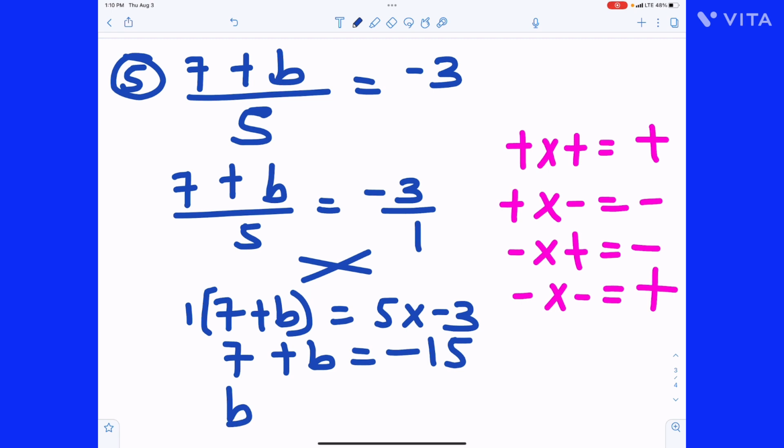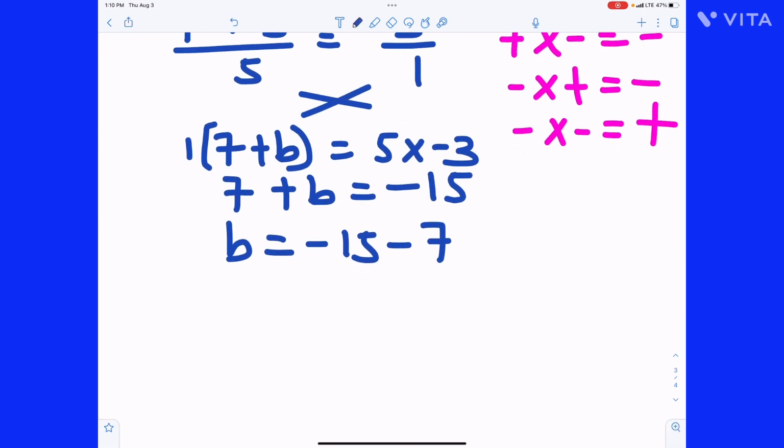That gives me b is equal to minus 15 minus 7. Take note of this collection of like terms. Here, the 7 is positive. If you take it from the left to the right, across the equality sign, it will change from plus 7 to minus 7.